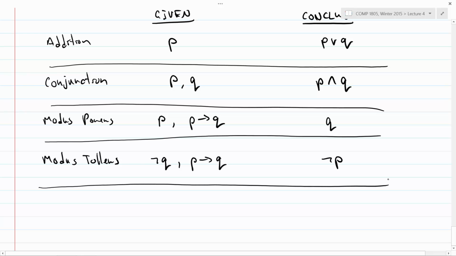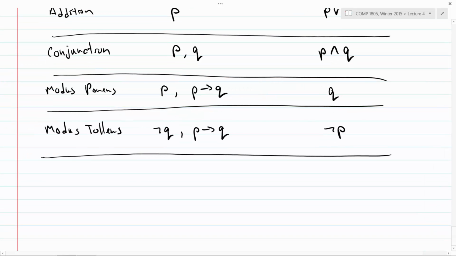What else do we have? We have the simplification rule. If I told you for a fact that P and Q was true, well then you could conclude that P and Q were both true on their own. If a conjunction is true, then each of the conjuncts has to be true. There's no other way that it could be true.